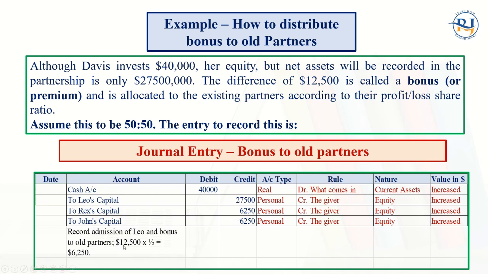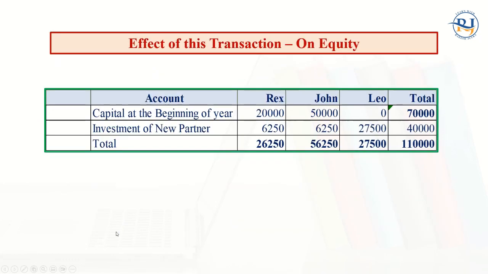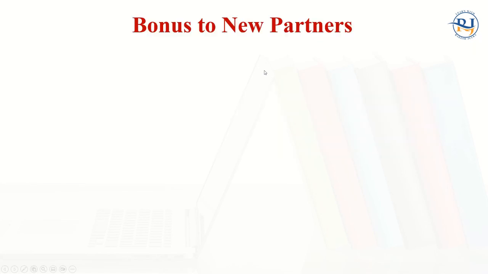So we know that the total bonus is the 12,500 divided by 2. This is 6,250. Now, what will be the effect of this transaction on equity? Look at this. The capital at the beginning was 20,000 and 50,000 for Rex and John, and zero for Leo at the beginning. Now the investment made by Leo, 6,250, is added to Rex and John both, and 27,500 here. The total will be 40,000 and the grand total will be $110,000. This will be the effect of this transaction at the end of the period.